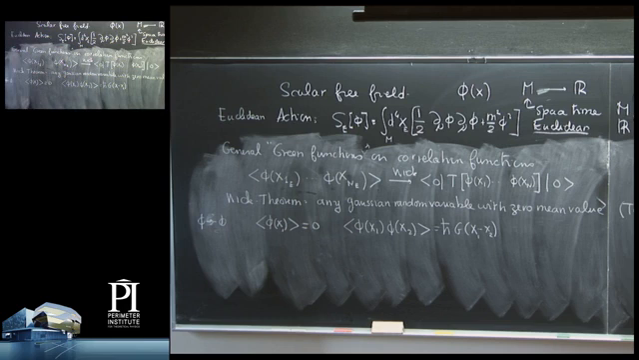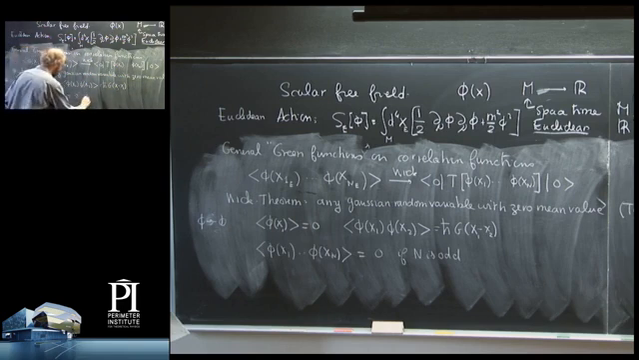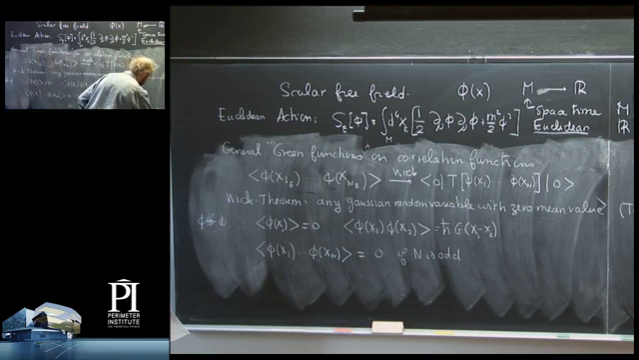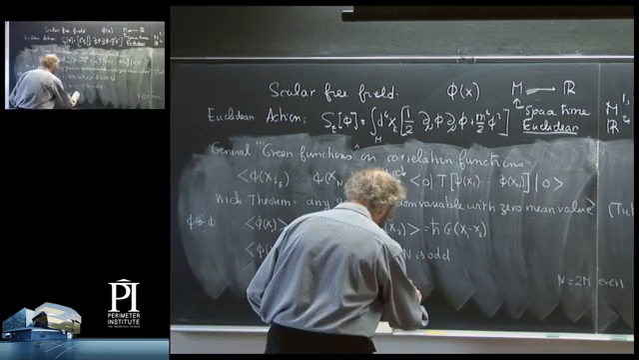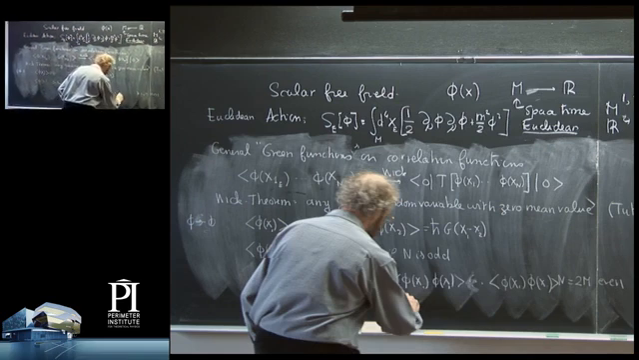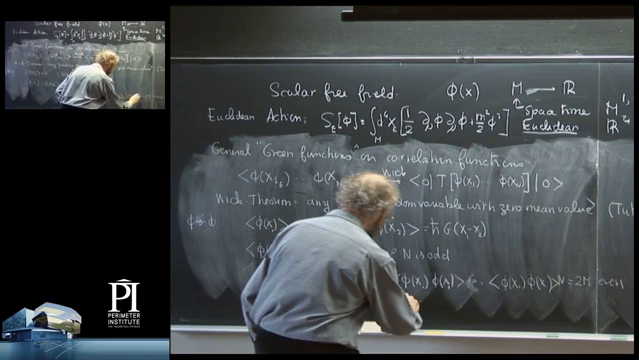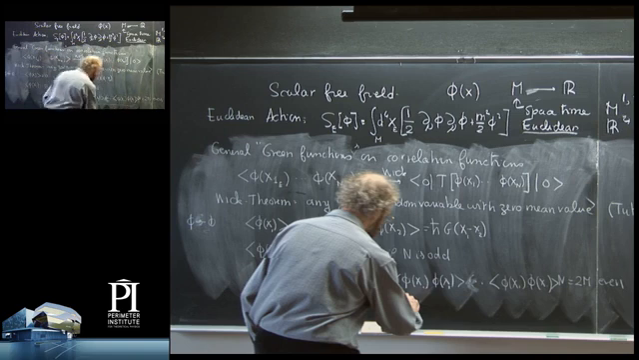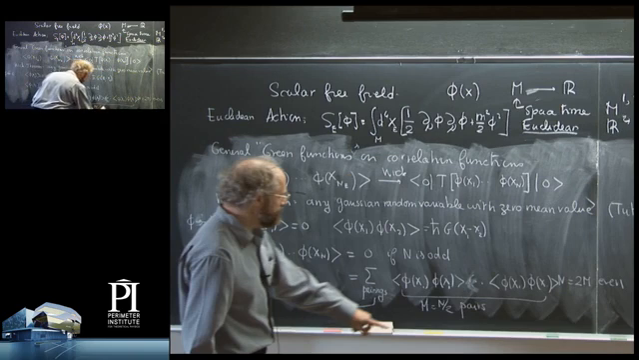From that, we know that if we compute phi of x1, ..., phi of xn, it is 0 if the number of fields is odd, by the same argument of parity. And if n is 2m, even, it's given by a sum over all possible pairings of the fields. You make a pairing and compute the expectation value of each pair, and you have m equal n over 2 different pairs.